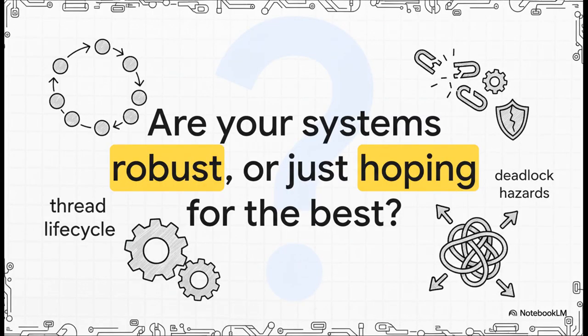From the basics of the thread lifecycle all the way to the advanced hazards of a deadlock, mastering concurrency is really about building software that's not just correct, but resilient and performant under pressure. So the real question is, how would your answers stack up?